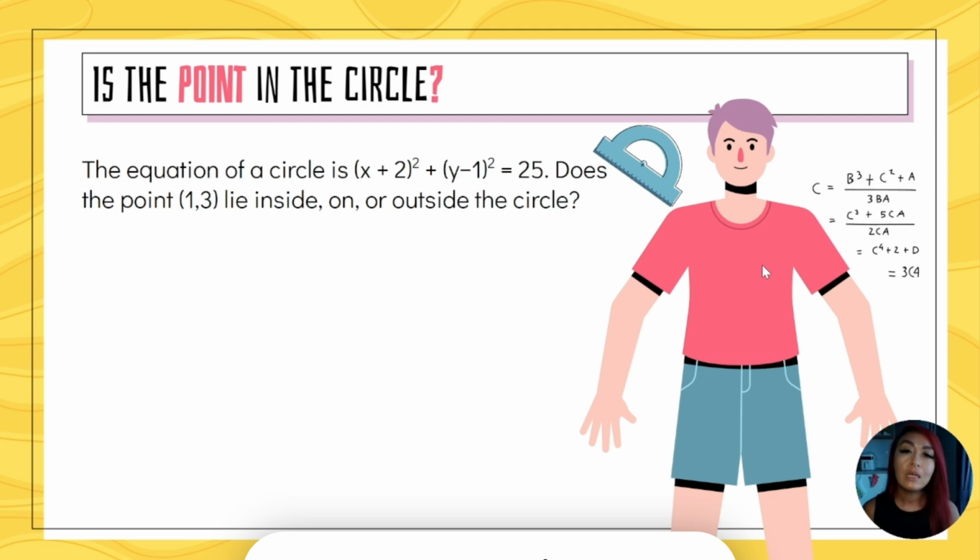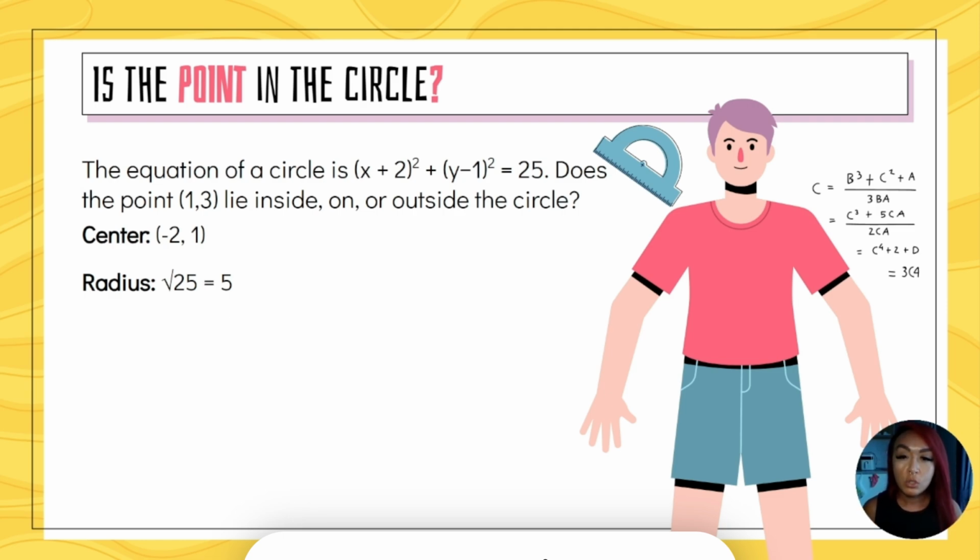So is the point in the circle? This is a typical type of question that you'll get on the SAT. The equation of a circle is (x + 2)² + (y − 1)² = 25. Does the point (1, 3) lie inside, on, or outside the circle? So first, let's identify our center and our radius. Our center is (−2, 1). And the radius is the square root of 25, which is 5.